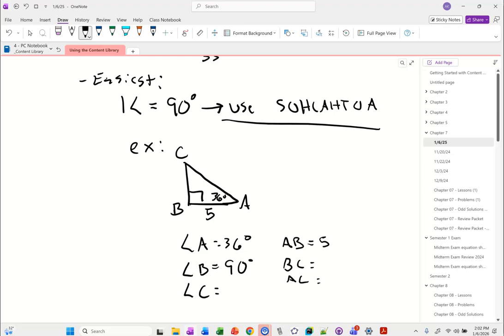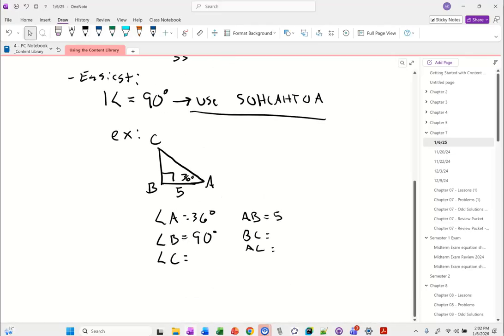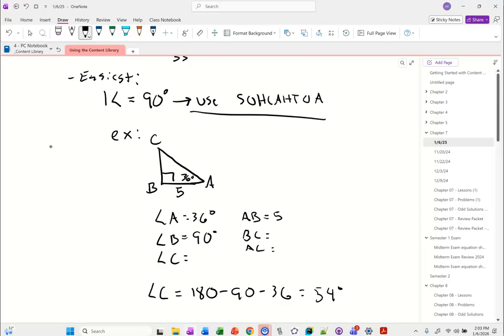So far, so good? Which one of those is the easiest one to find? Angle C, yeah. What do you have to do to find it? You just add 36 and 90 and then subtract from 180. Great. So that gives us 54.